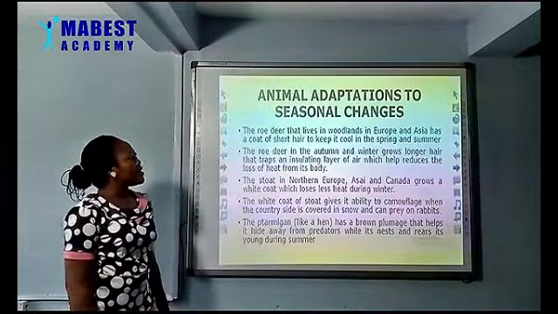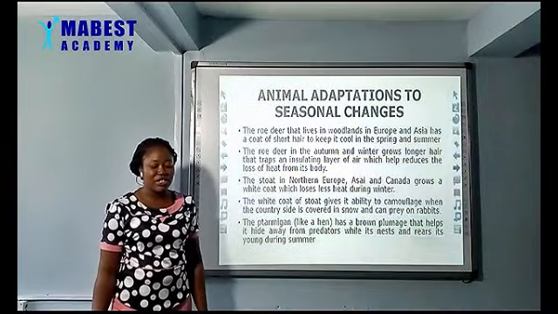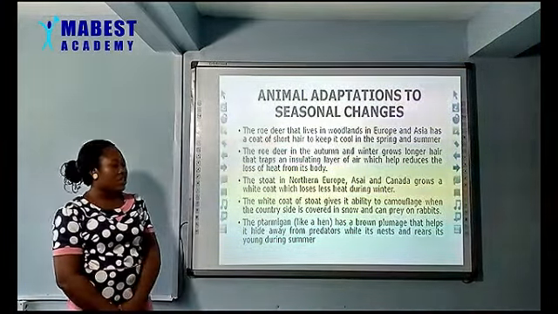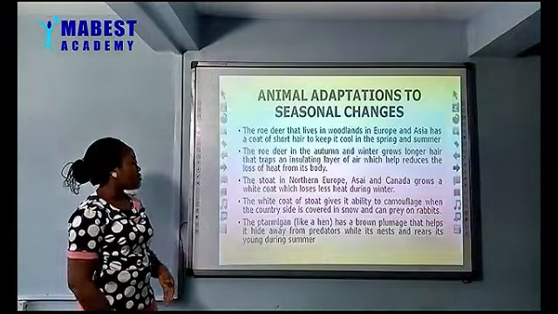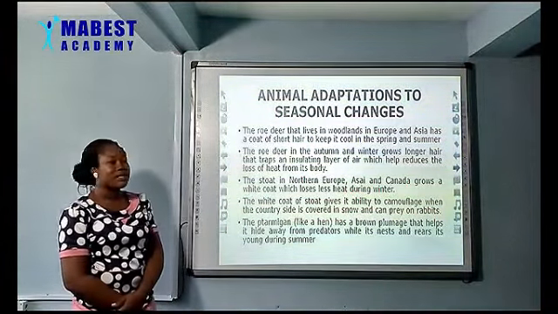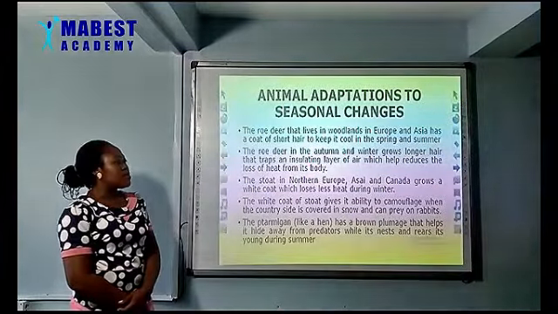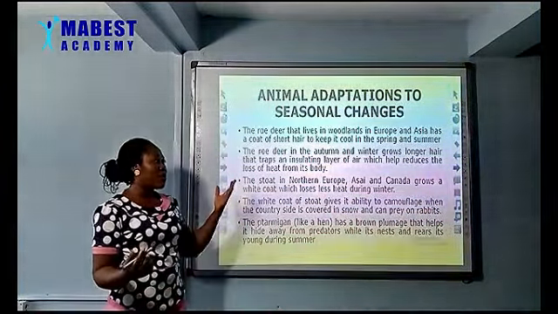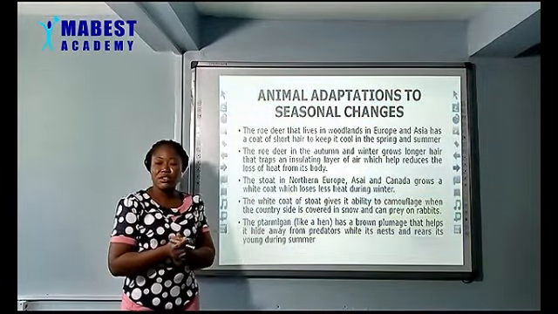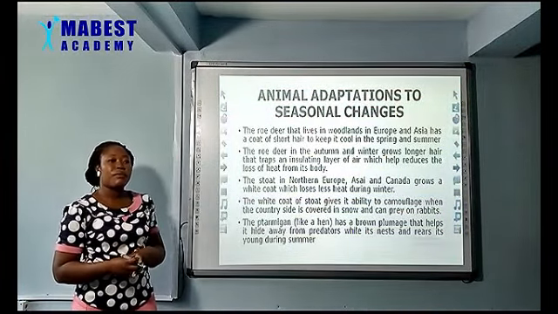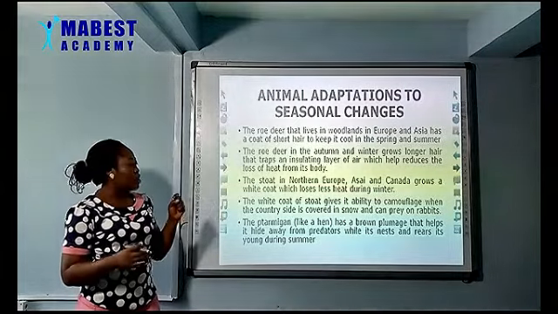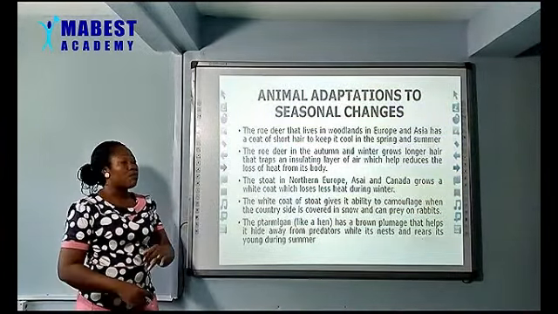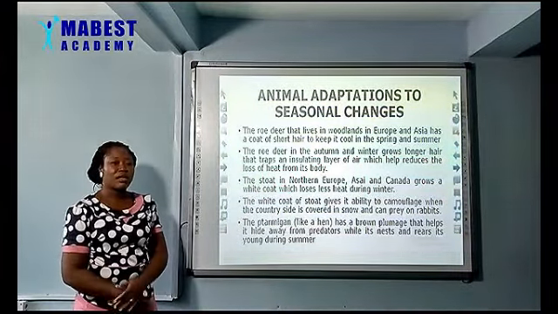Then animal adaptations to seasonal changes. We have examples of some animals here that we'll be looking at briefly, because some of these animals are not found in Nigeria. Remember, we are doing biology. Checkpoint is not only based for Nigerian students. So we are looking at some countries out there too.